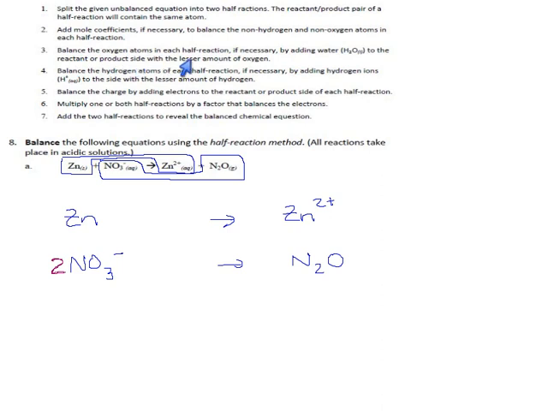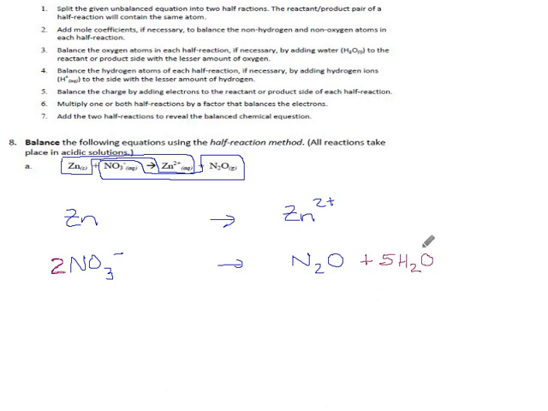Next, balance oxygen atoms, if necessary, by adding water to the side with less oxygen. Well, this first reaction's easy. We have no oxygen on the left, none on the right, so that's beautifully balanced. Nothing to be fixed there. Second reaction, we have not 3, but 6 oxygen on the left, and only 1 on the right. So to even this up, if we have 6 here, 1 here, we need another 5 oxygen on the right. And the way that you deal with that is you add 5 water.